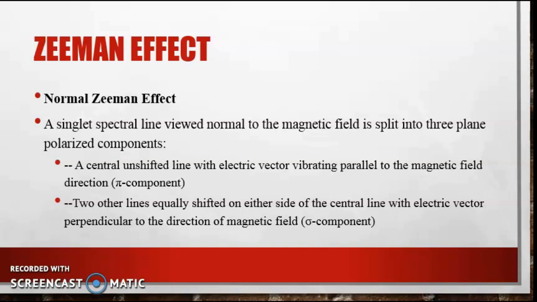There is one central unshifted line with electric vector vibrating parallel to the magnetic field direction. This is called the pi component, and there are two other lines which are equally shifted on either side of the central line with electric vector perpendicular to the direction of magnetic field. This is called the sigma component.